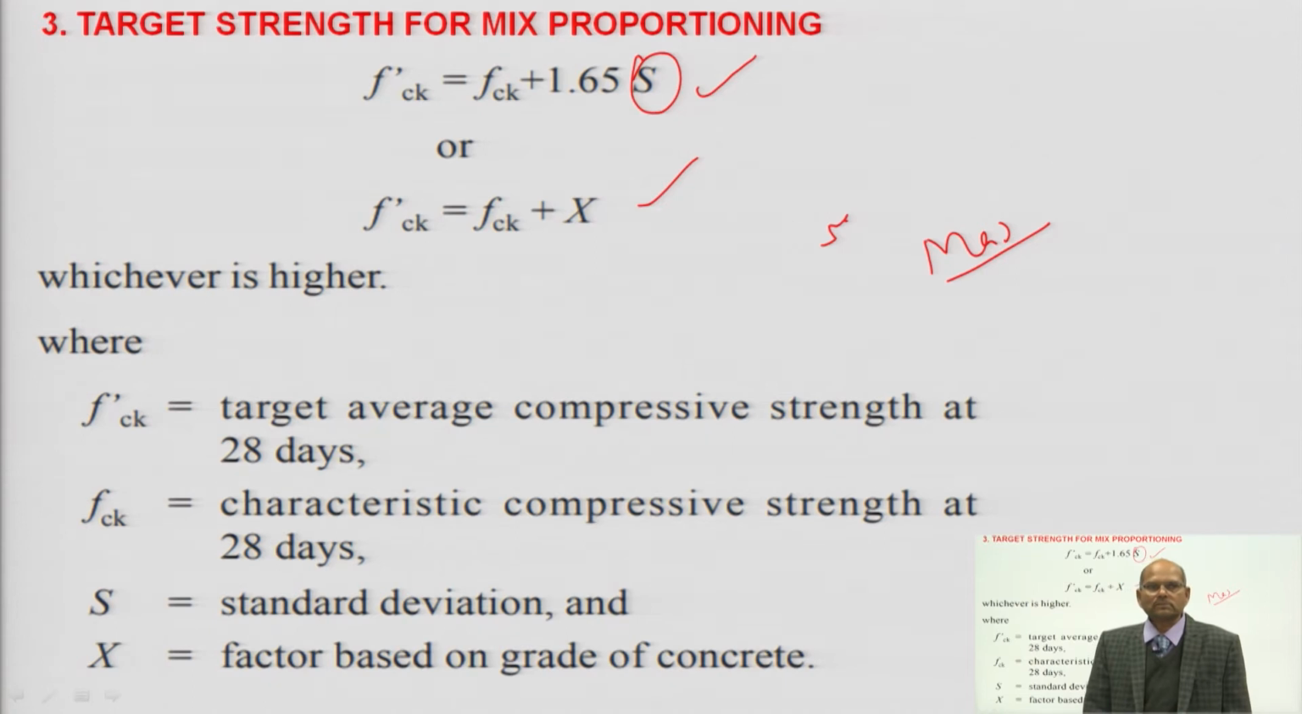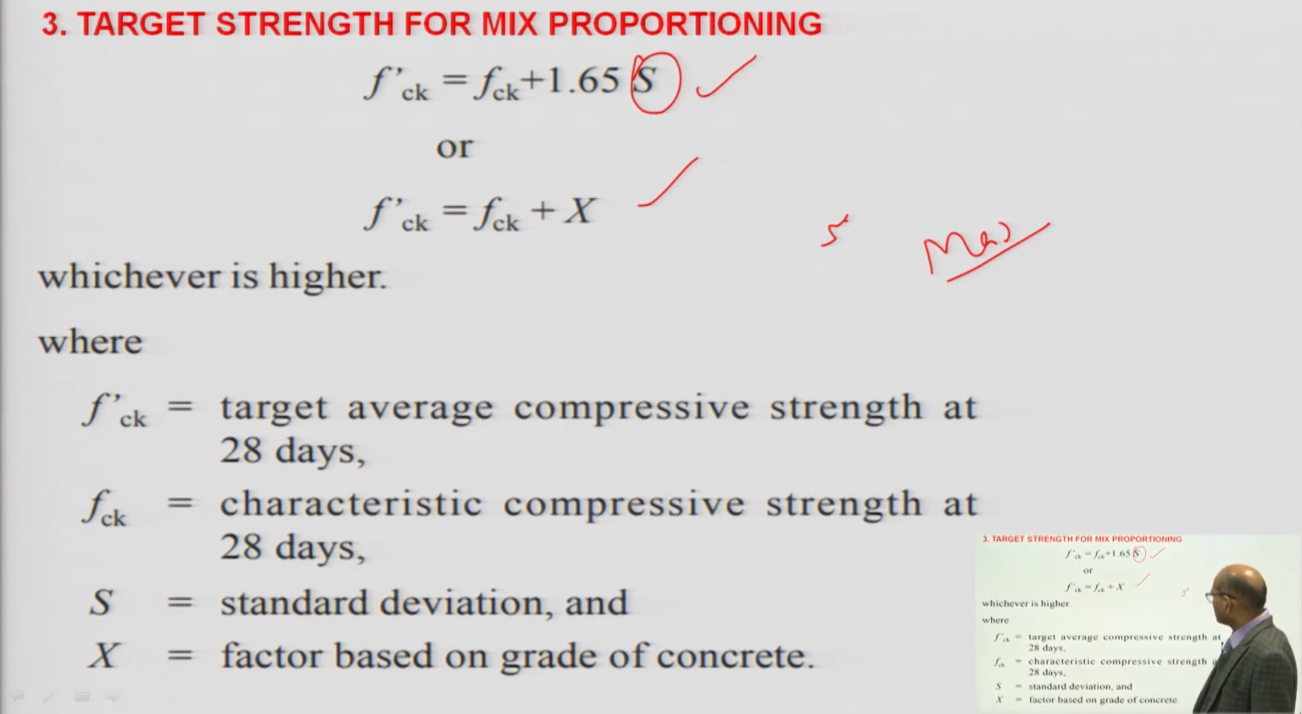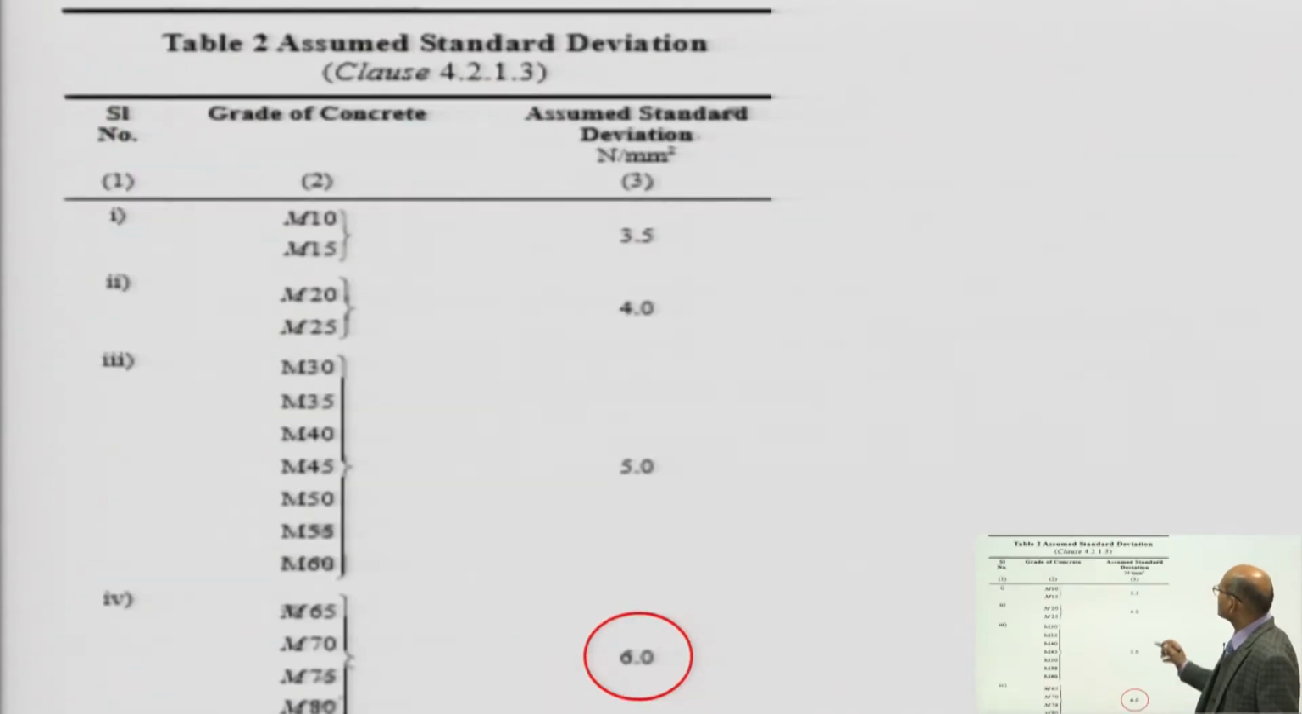What we have assumed in the site is that quality control at site is good and the contractor is good, so they have confidence that they will produce the concrete in better site condition. That is why this value S depends on it. If you see here, the standard deviation values are 3.5, 4, 5 and 6.